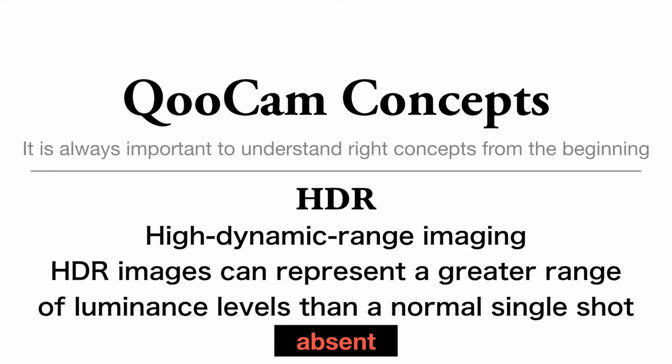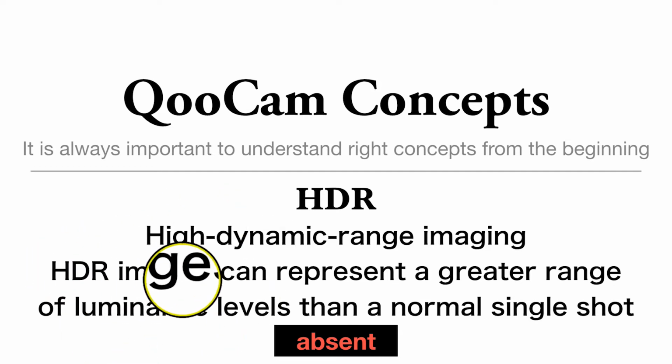HDR is a high dynamic range image, right? High dynamic range is a kind of technology in photography. It's not a shooting mode. In fact, it is a very big concept. An HDR image can represent a greater range of luminance levels than a normal single shot. The HDR shooting mode is absent on QooCam, but the concept has been discussed quite a lot in the QooCam user group.